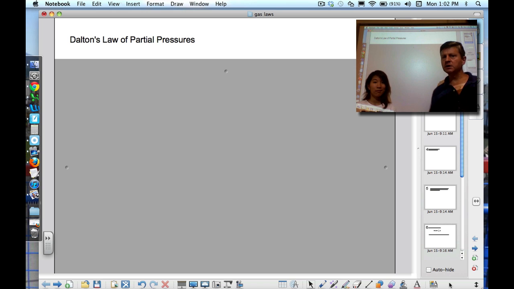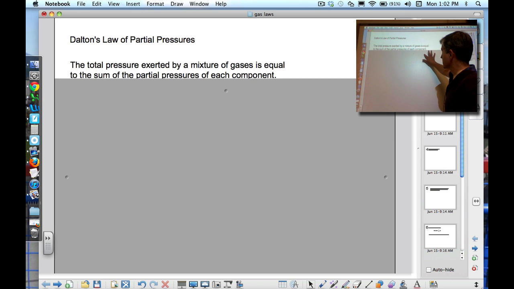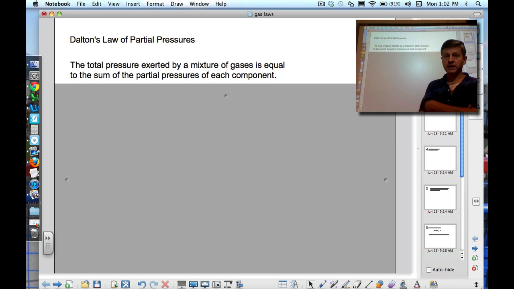You saw this briefly when we talked about how when you collect hydrogen gas by bubbling it through water, there's actually a mixture of hydrogen and water vapor. Let's expand on that a little bit. Dalton's law of partial pressures says that the total pressure that a mixture of gas exerts is simply equal to the sum of the partial pressures of the two gases, or however many gases there are that make it up.